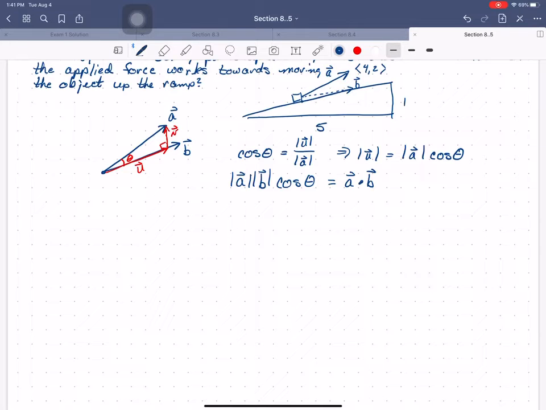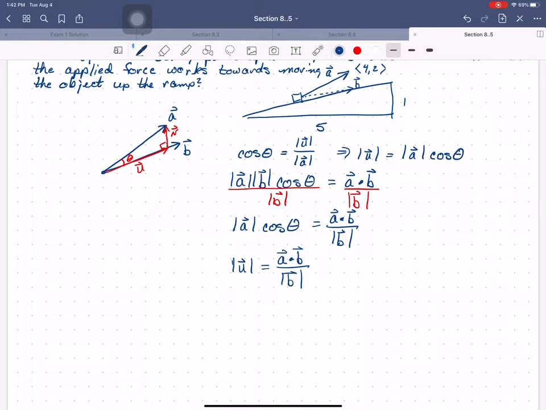So that means if I divide this by the magnitude of vector B, I can find out that the magnitude of vector A multiplied by the cosine of theta is equal to A dot B divided by the magnitude of vector B. In other words, I can find the magnitude of the portion of A that acts in the direction of B from the dot product divided by the magnitude of the vector onto which we are projecting.